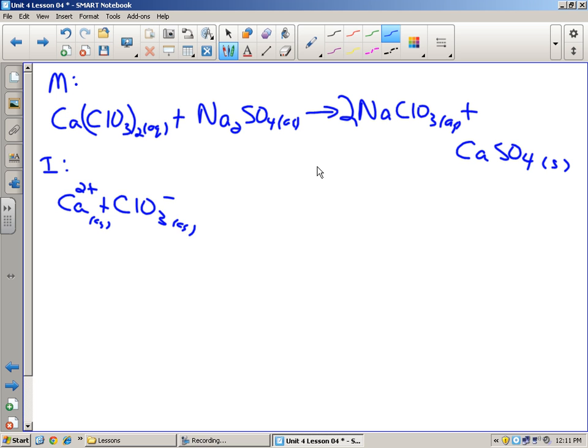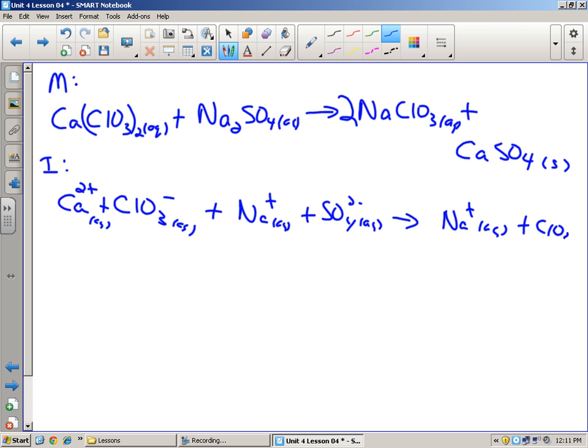I got to go back and balance it later, but look. Sodium is a 1 plus, and sulfate is a 2 minus. Okay? Sodium ions, sulfate ions. I'll go back and balance it later. Sodium chlorate. Okay? Sodium chlorate. And then we got calcium sulfate, but calcium sulfate as a solid stays together. So I'm going to write down calcium sulfate solid. Let's go back and balance everything.